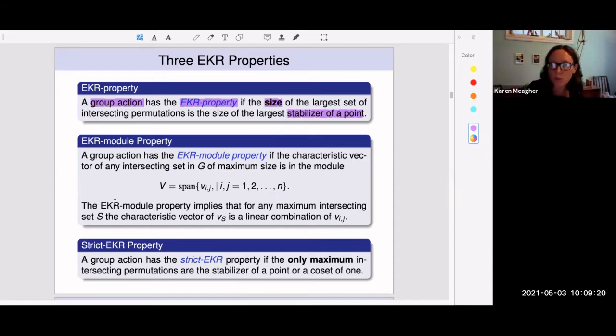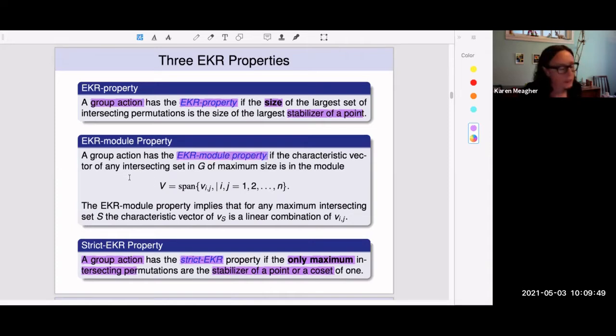Okay, so that's the first property. The EKR property has to do with the size. I'm going to jump to the strict EKR property. A group action has the strict EKR property if the only maximum intersecting sets are the stabilizer of a point or the coset of one. So the EKR property, the canonical are the biggest. Strict EKR, the canonical are the only maximum. And then there's a property in the middle that I quite like.